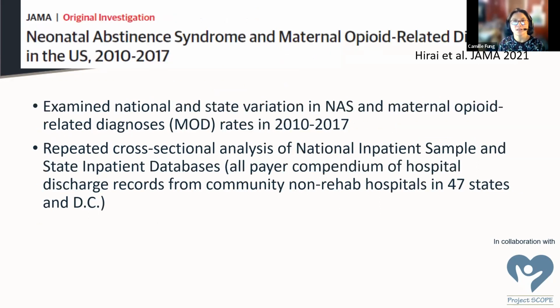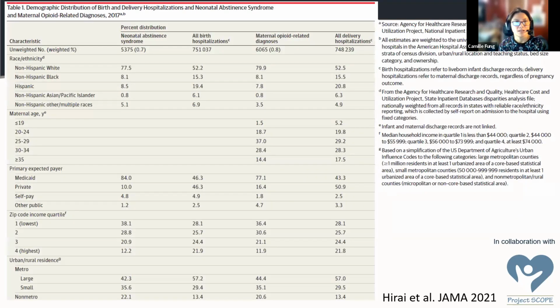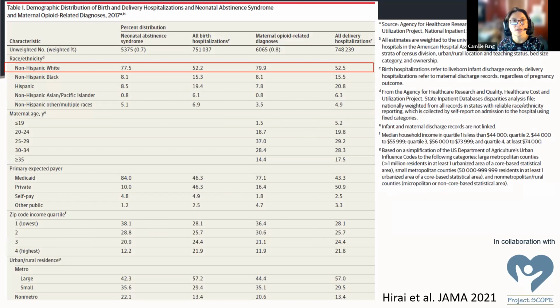So this is, I would say, the last and the most recent paper that has delineated neonatal abstinence syndrome and maternal opioid-related diagnoses in the U.S. So they're covering the periods of 2010 to 2017, again looking at the NIS National Inpatient Sample. And I know this looks really busy, but again, I'm going to put a box around some of the demographics so that you can see what populations are actually getting affected by neonatal abstinence syndrome and maternal opioid related diagnoses.